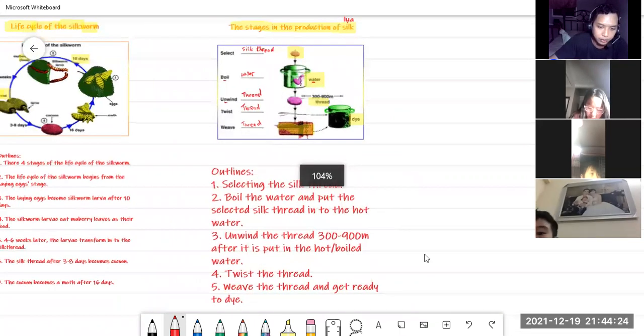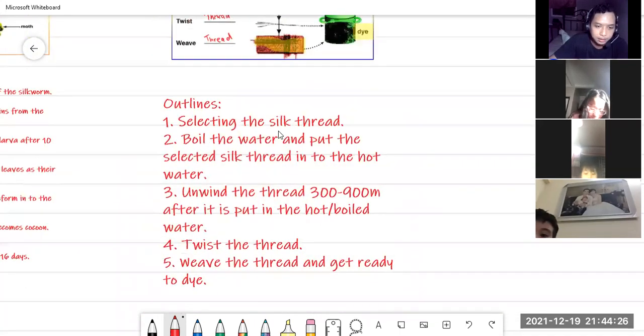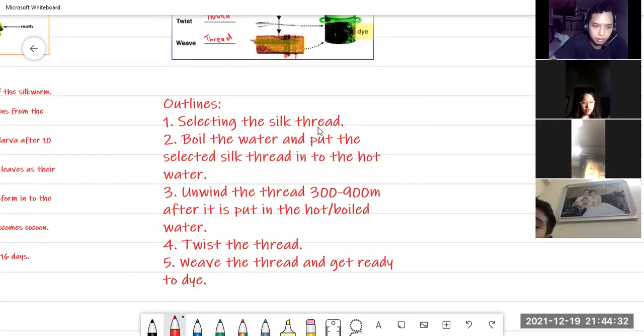Okay, can we read this together? Selecting the silk thread. Okay, very good. Next, boil the water and put the selected silk thread into the hot water.